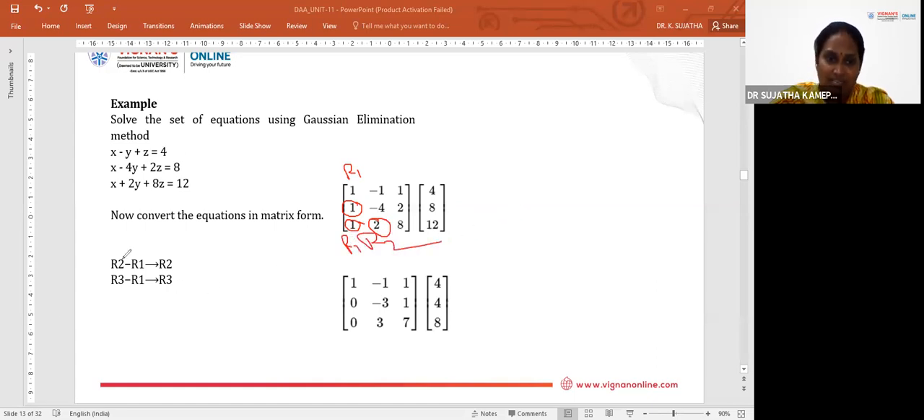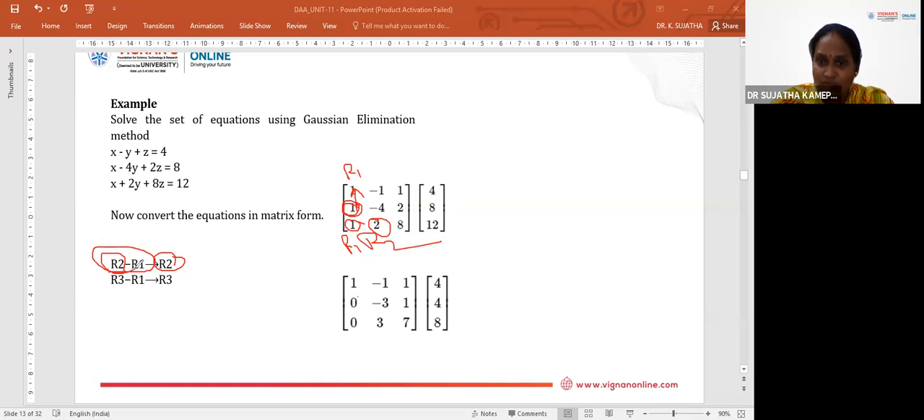Now let us see. First I am going to apply the operation on row 2. I want to make this element 0. For that, I can use row 1 elements: simply by subtracting the row 1 element from row 2, I can get 0 here. So what I am doing is row 2 equals row 2 minus row 1.